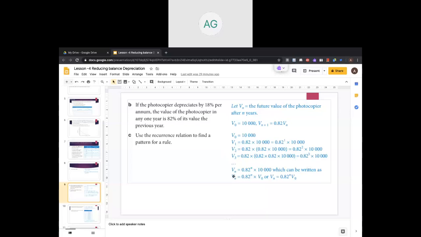So that becomes the recurrence relation. So we have Vn equals 0.82 to the power n, times 10,000. N is the number of years. If you have to find that for after 5 years, you can just put here 0.82 raised to the power 5 times 10,000. So you'll get your answer. So that is your recurrence relation. That's what you will be using for your reducing balance depreciation.